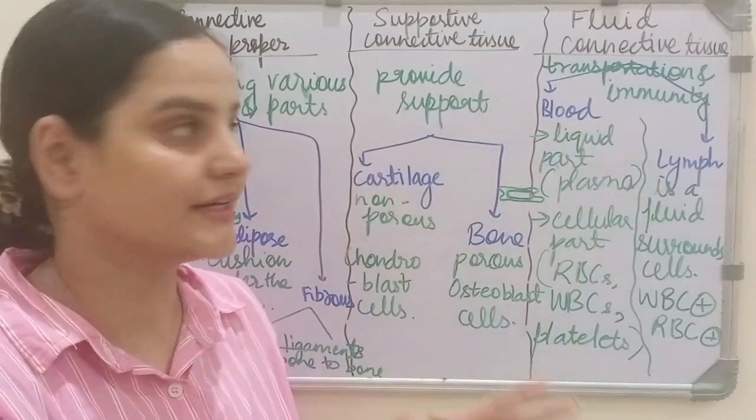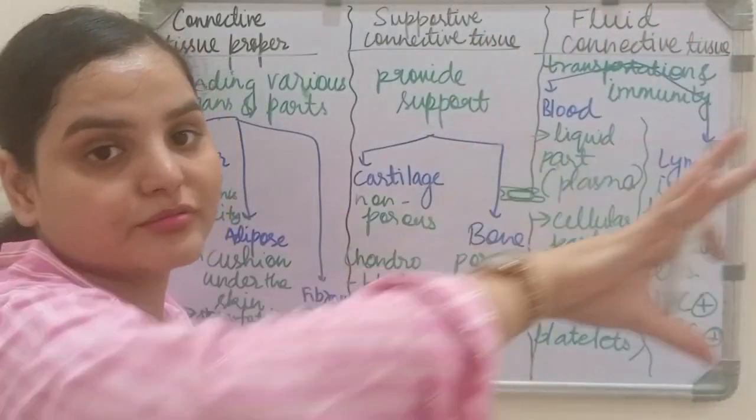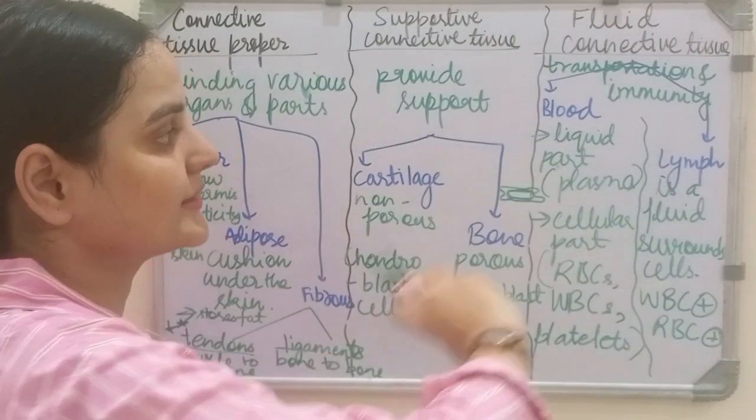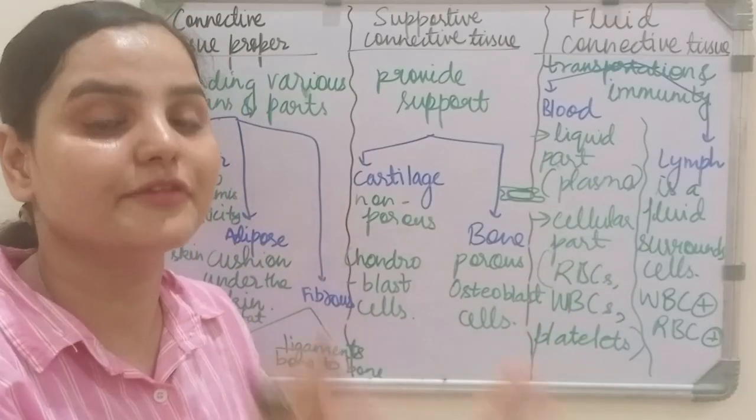And the function of blood and lymph is what? Transportation and immunity. Suppose oxygen is transported to various parts of the body through blood, then it is helping in immunity. The white blood cells are fighting germs and infection.